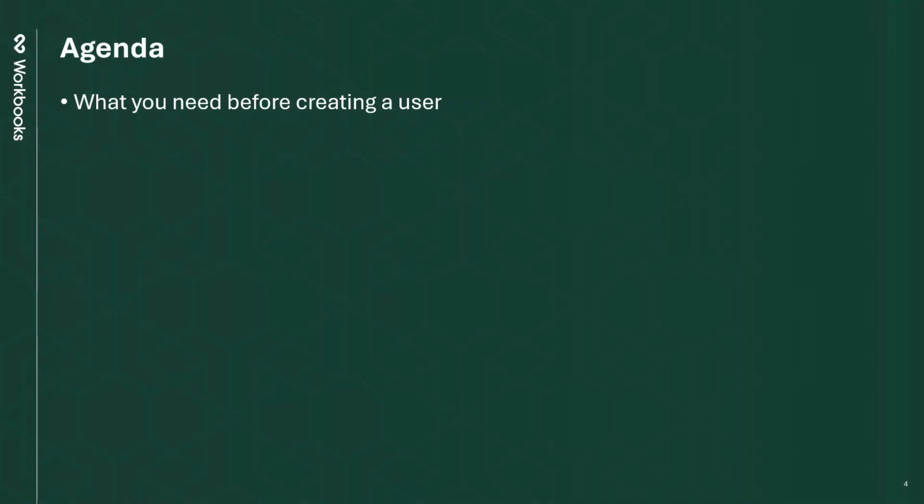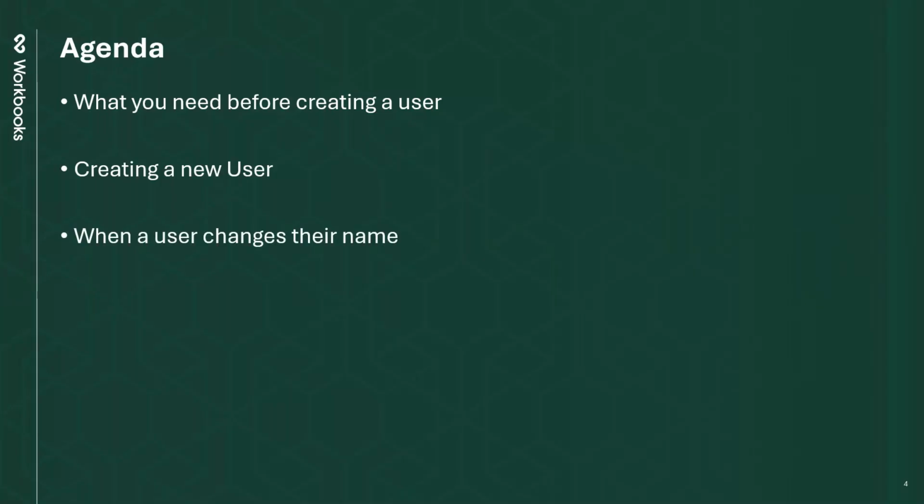So to begin with, what I'll be covering is what you need to know and what you need to check before creating your new users. From there, I'll show you how to create a user within Workbooks, how to change a user's name, and then what to do when a user leaves. As ever, there'll be time for questions afterwards, and this session will be recorded so that you can come back to it and refer to it later.